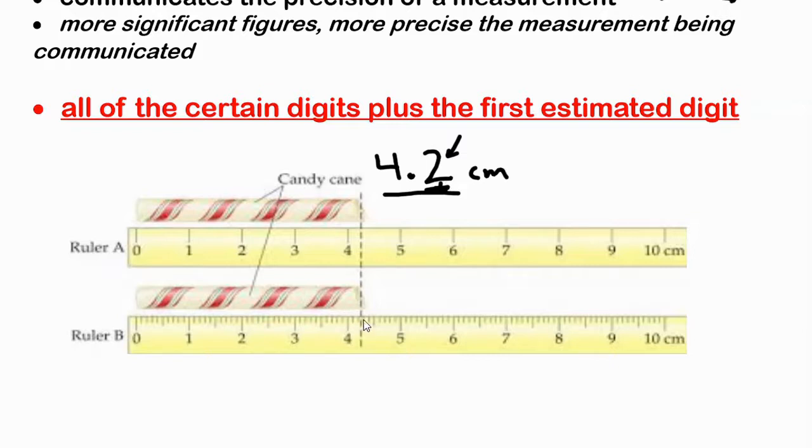Ruler B, on the other hand, is more graduated. So what do I know for sure? Well, I know for sure it is 4, and now it's less than 1, 2. I know it's for sure 2, so it's 4.2 for sure.